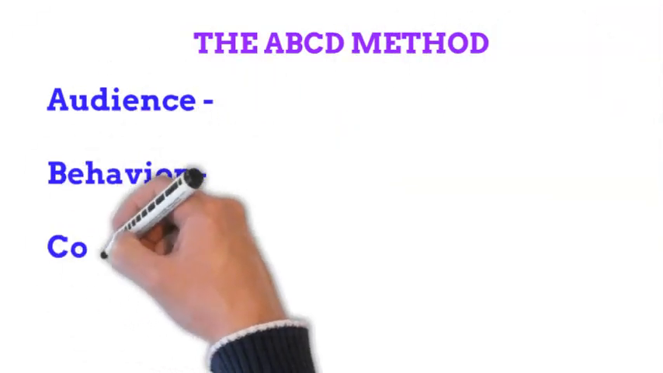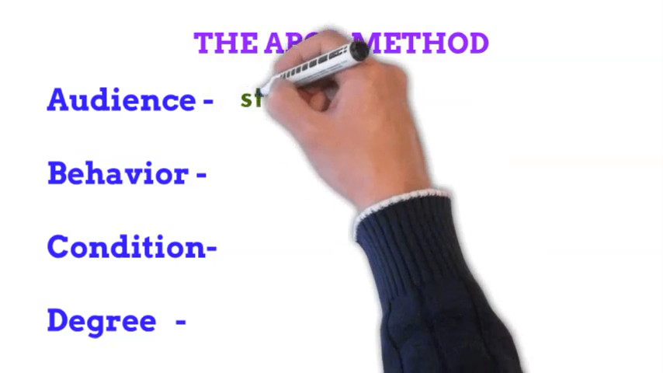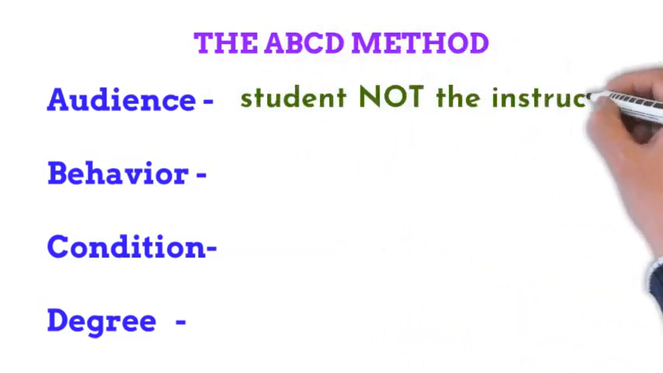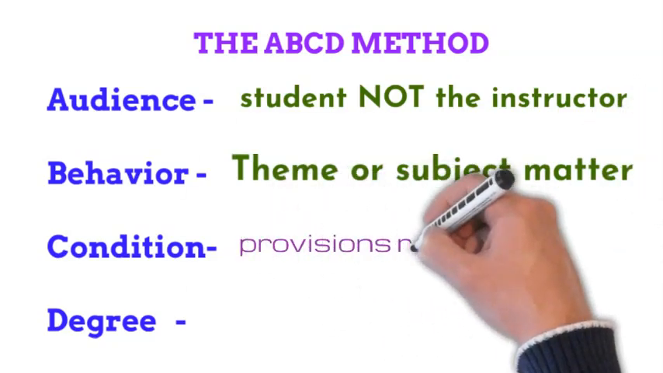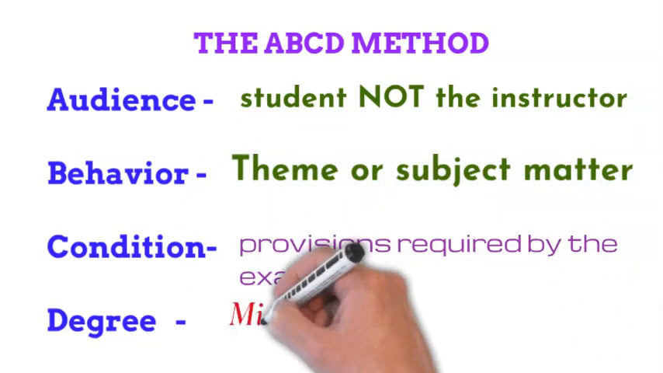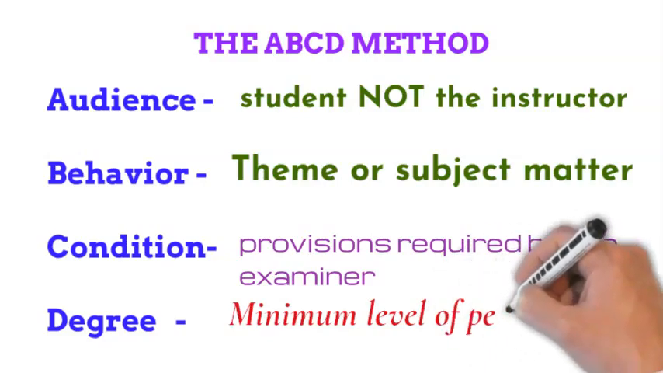The ABCD method: audience, behavior, condition, and degree. Audience is the student and not the instructor. Behavior is the theme or subject matter. Condition is provisions required by the examiner, and degree is minimum level of performance expected of the student.